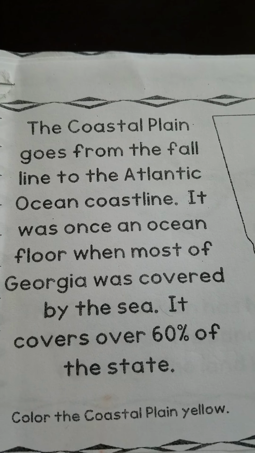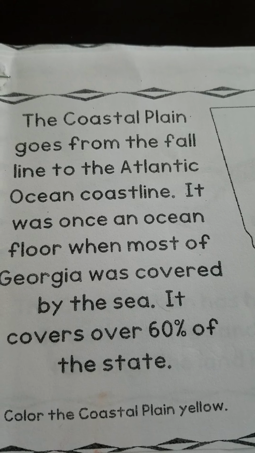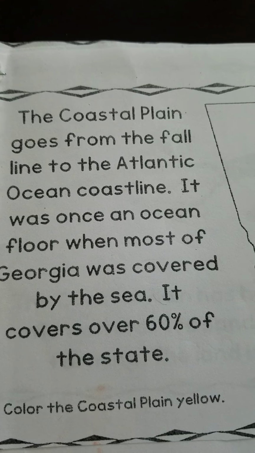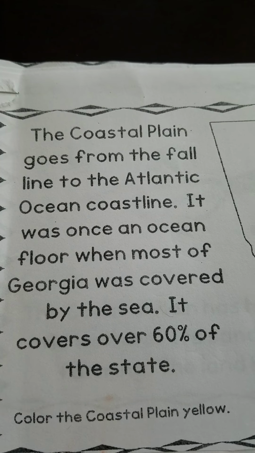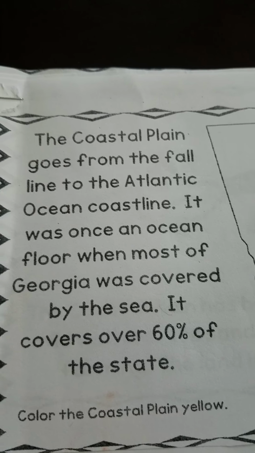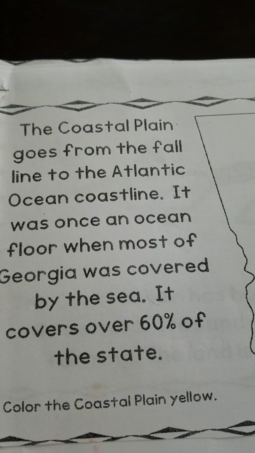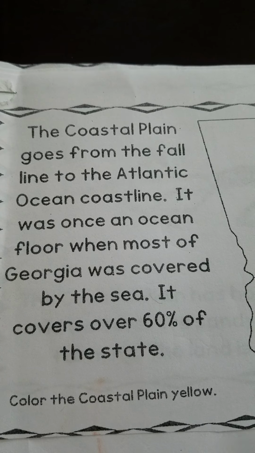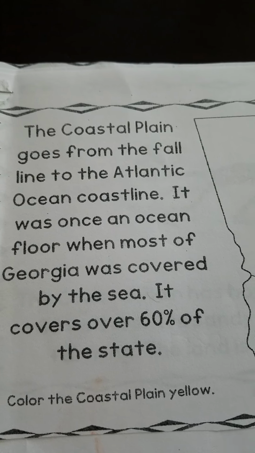Hey, hi folks. So this is a lesson on landforms and the various forms of land. In this case, it's an example of the coastal plain. The coastal plain goes from the fall line to the Atlantic Ocean coastline, and it was once an ocean floor when most of Georgia was covered by the sea. It covers over 60% of the state.